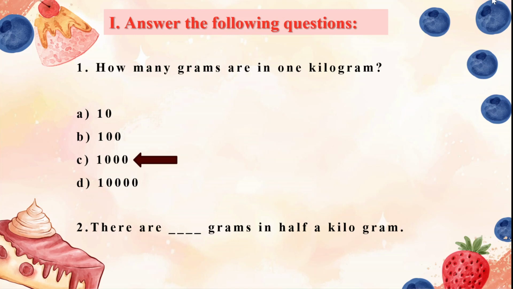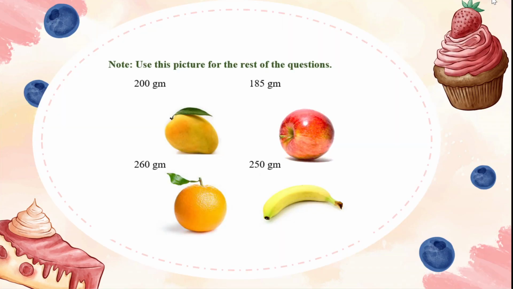Yes. The very next question is, there are dash grams in half a kilogram. We know that there will be 1000 grams in a kilogram. So half a kilogram means we have to divide by 2. So if we divide 1000 by 2, we will get 500. Yes. So there are 500 grams in half a kilogram.